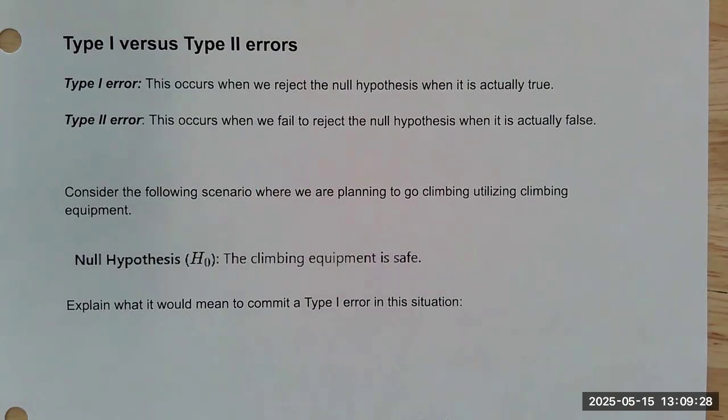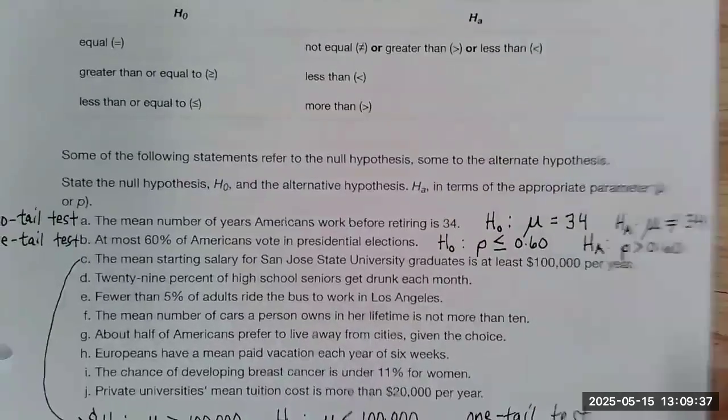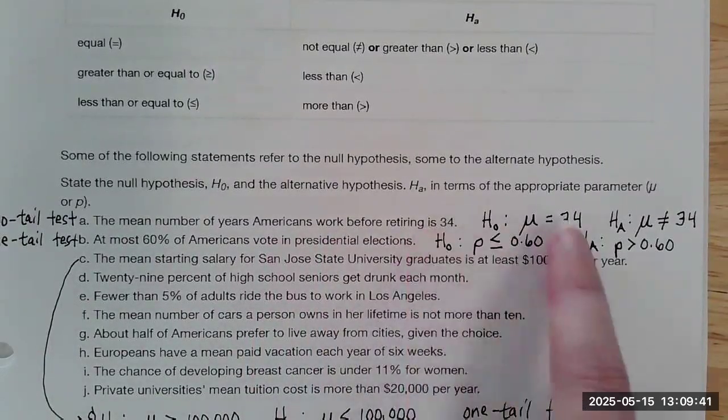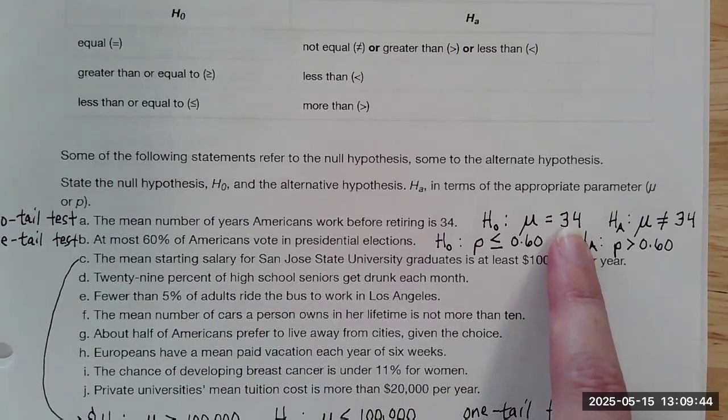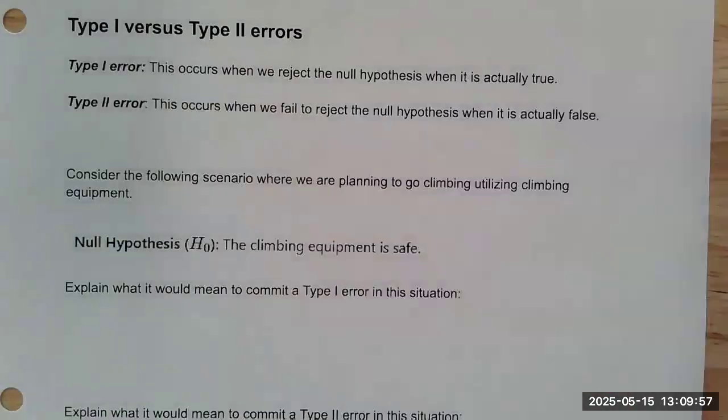A type 2 error is when we fail to reject the null hypothesis when it's actually false. So if we go back to that same example, if we said the mean number of years that people work before retiring is 34, and we say we don't have enough evidence to say that's not true, so we're just going to say we think the mean number of years is 34, but it is actually the case that people are working way more than that, but the evidence that we came up with just didn't show that, then we'd be committing what we call a type 2 error.